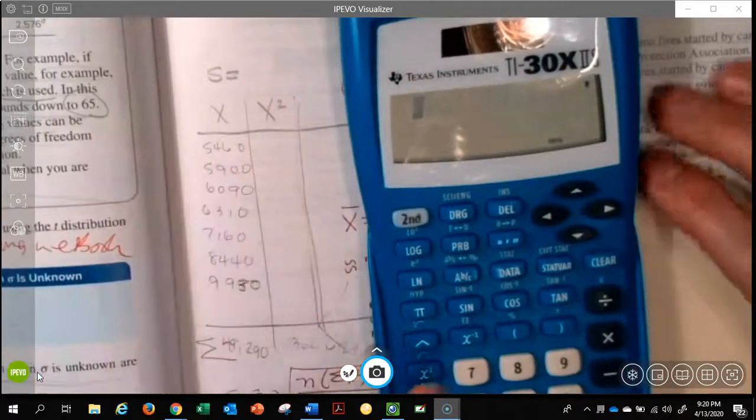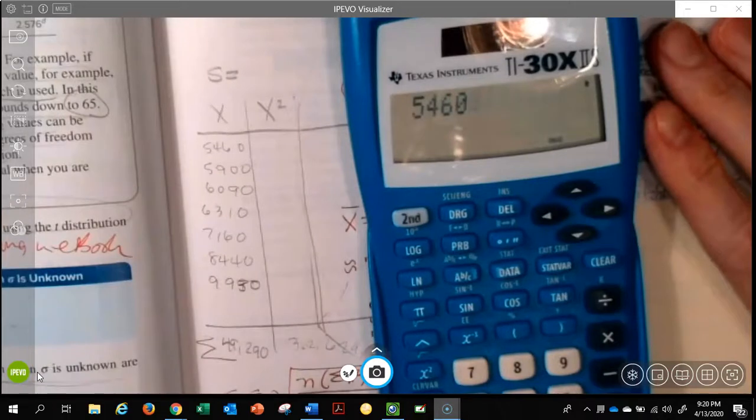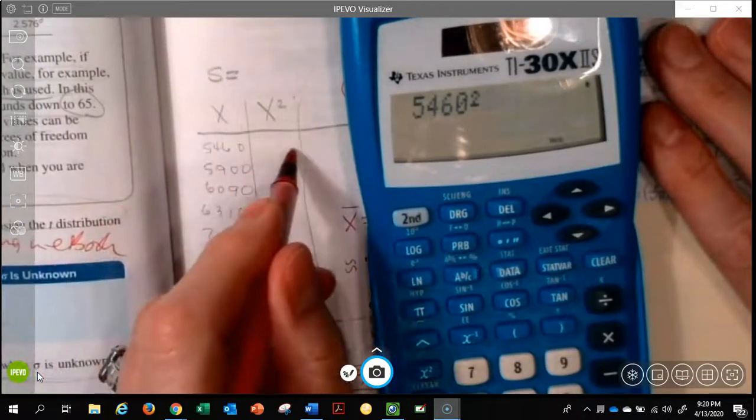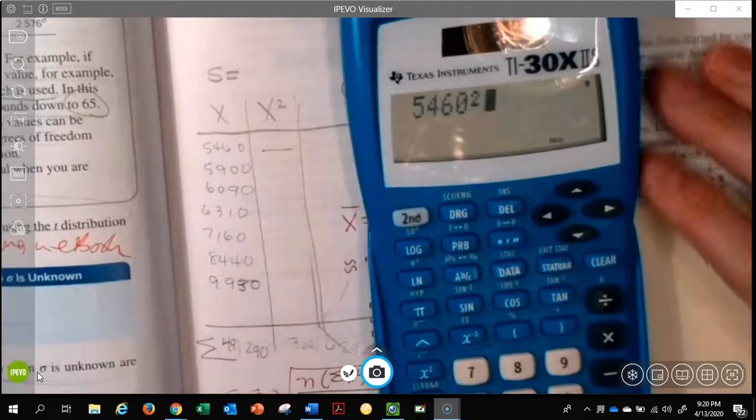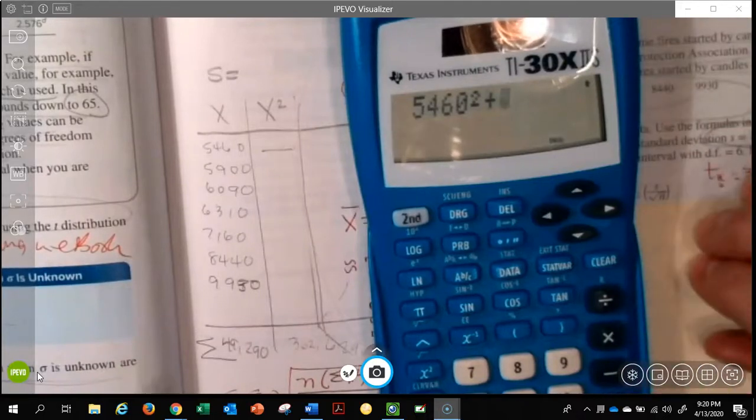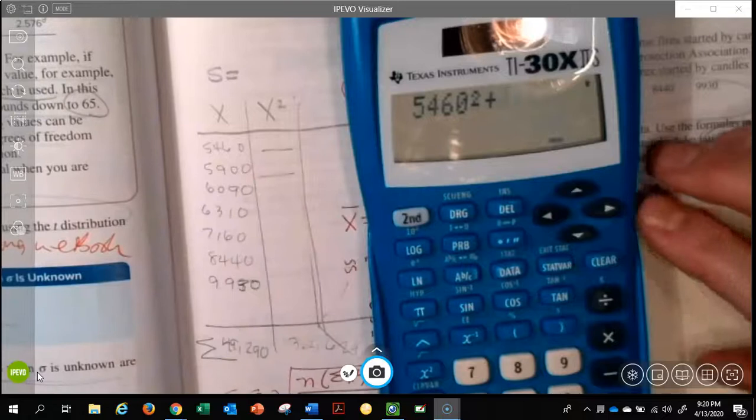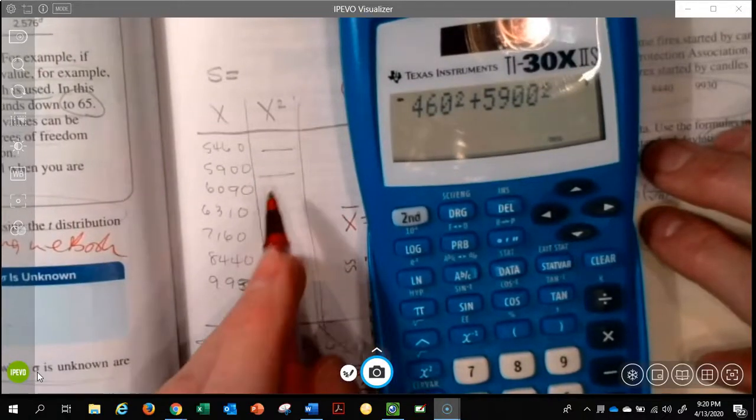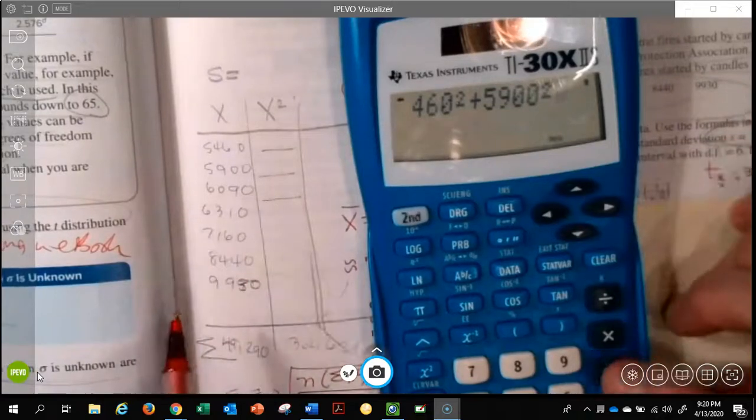So I'm going to do 5460, and I'm going to tell it I want that squared, but I don't care what it is. I'm not going to write it down in that blank. I'm just going to say add to this next one, 5900 squared. Again, I really don't care what it is. The calculator is going to do that for me.